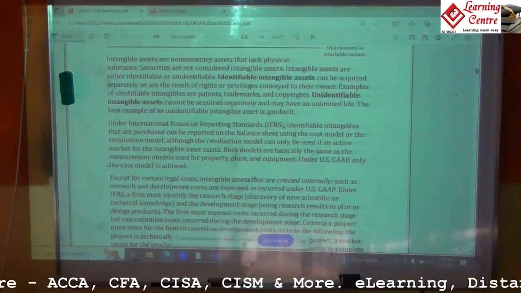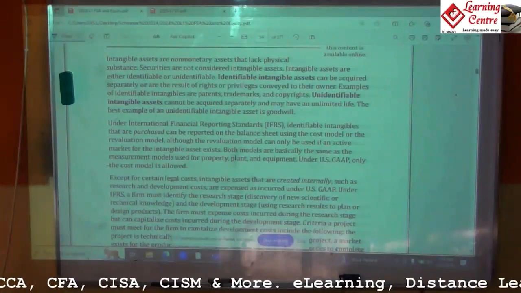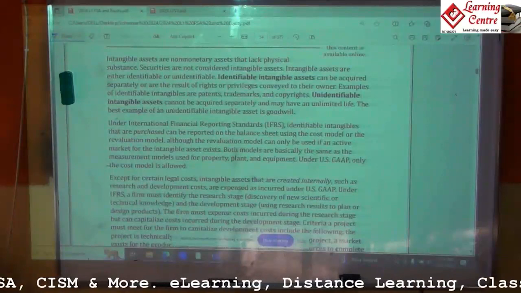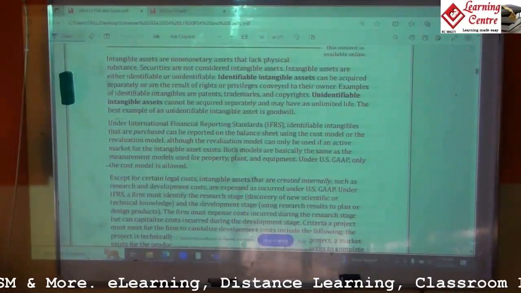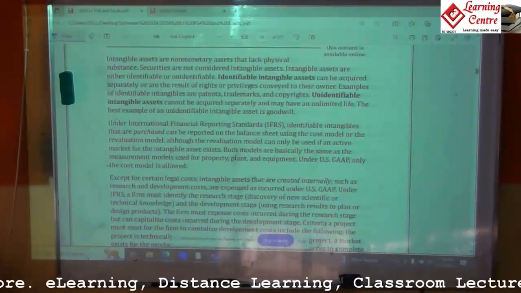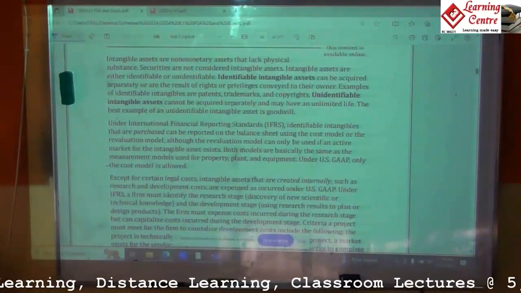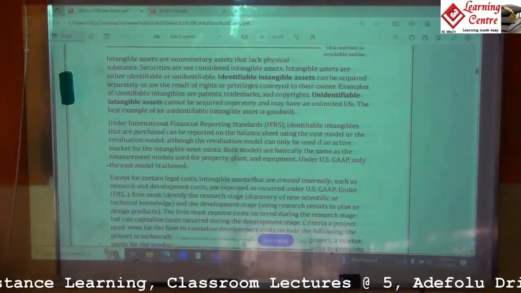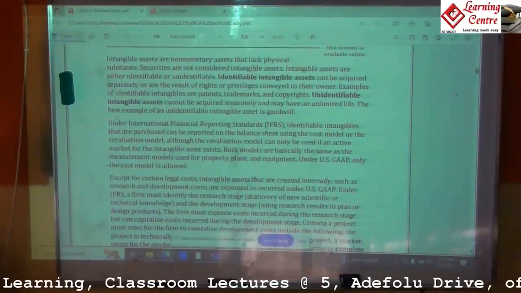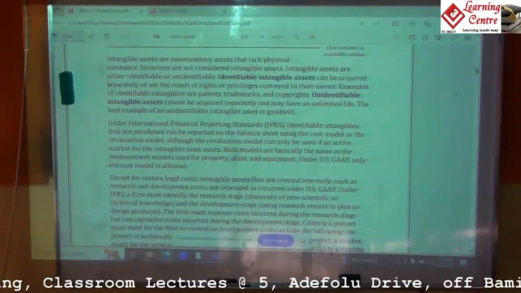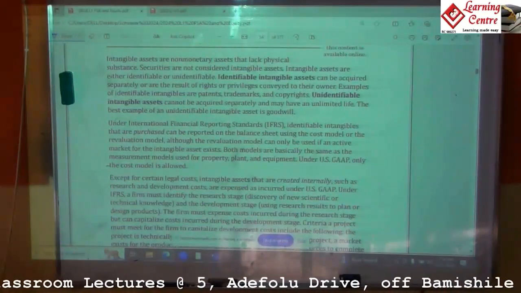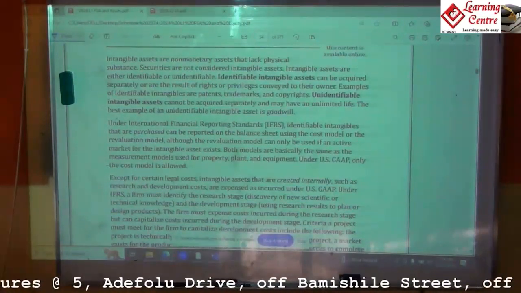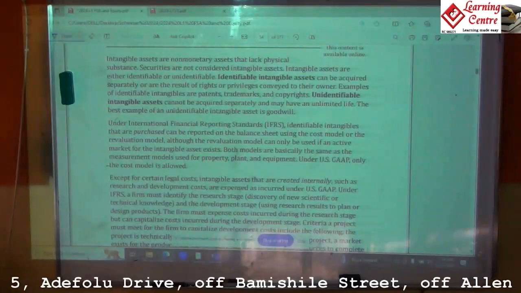So identifiable assets or intangible assets, that's right. Intangible assets that are created internally. An example of an intangible asset created internally is research and development. We have research and development.